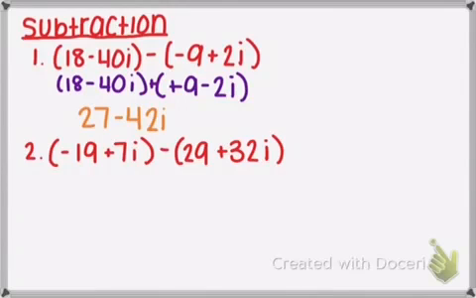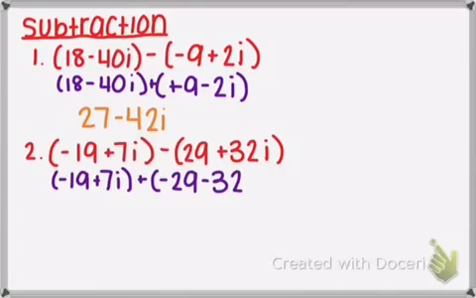In number 2, you would do the exact same thing and distribute the negative as well. So the 29 would be negative 29, and the 32i would become negative 32i. And then once you've distributed the negative, you put the like terms together. So you add the negative 19 and the negative 29, which would be negative 48. And then you take the positive 7i and the negative 32i, and it would be negative 25i. And that would give you the answer for number 2.